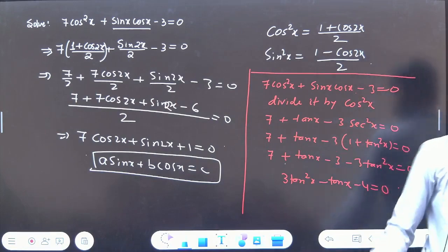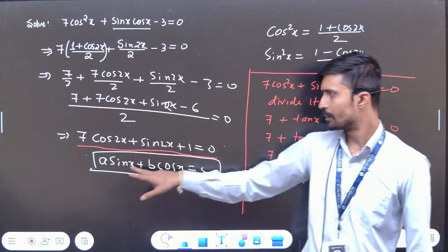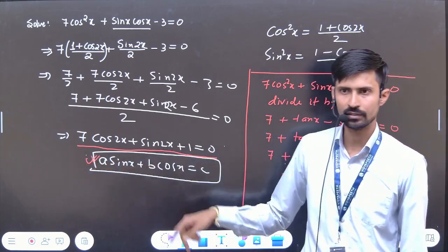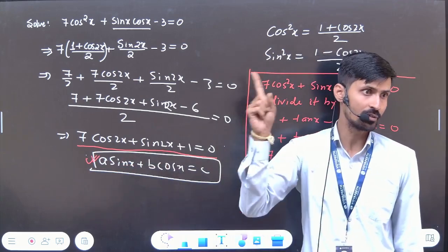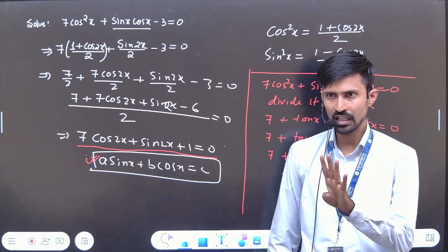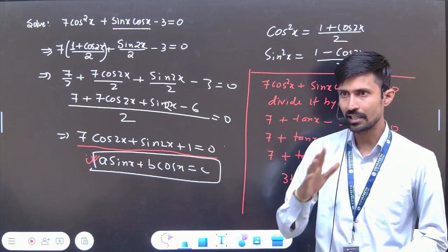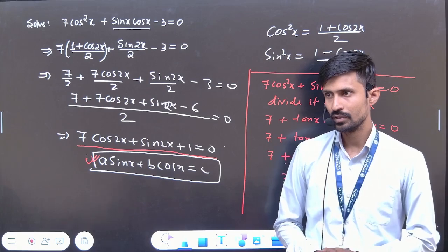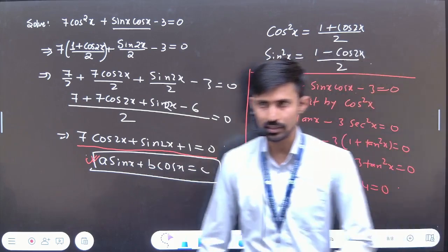See, we can solve this question from here, but this pattern is the type 4 pattern: how to solve a sin x plus b cos x is equal to c. That is the fourth type. But we are studying only type 2. It means we have to solve this question with type 2. When I teach type 4, then I will again tell you how to solve this question.